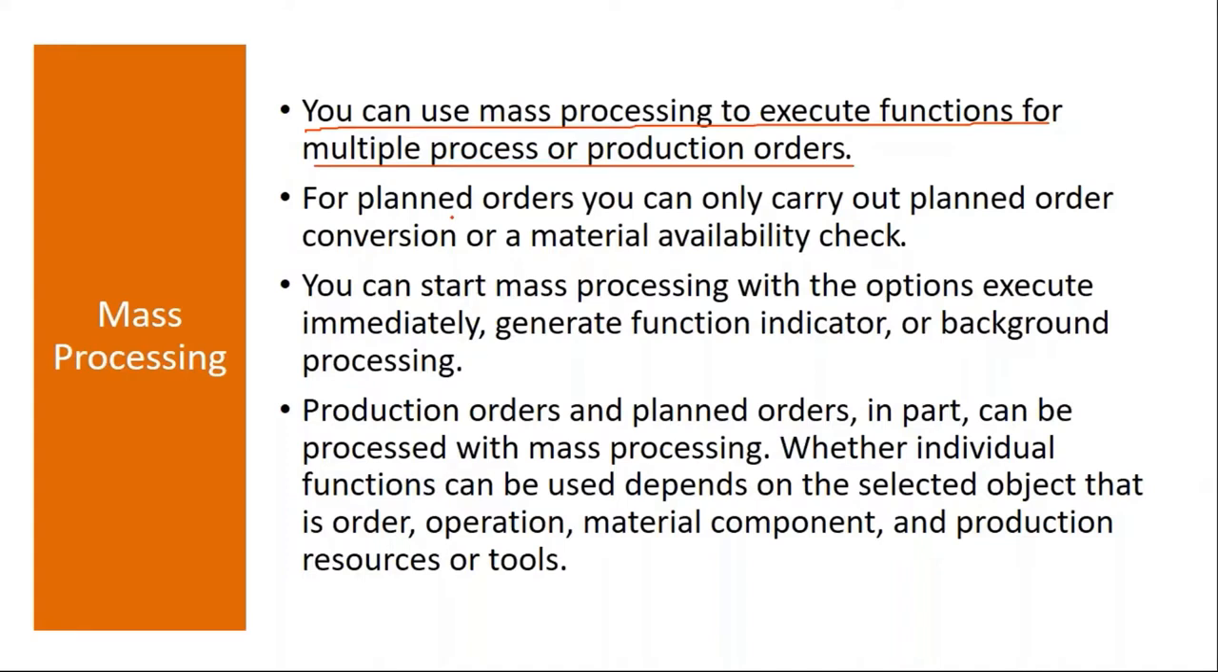So basically, instead of processing one planned order or one production order at a time, you can process multiple planned orders or multiple production orders at a time. That is nothing but mass processing. It will basically save your time. For planned orders, you can only carry out planned order conversion or a material availability check. So for planned orders, you can do only two functions: conversion or material availability check.